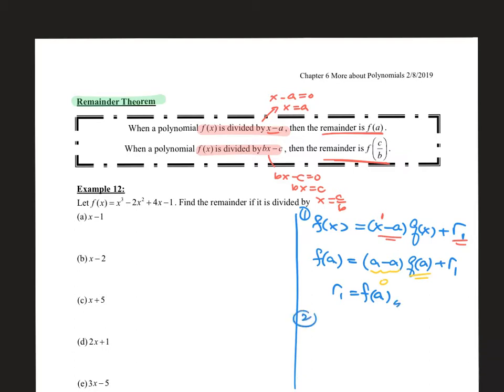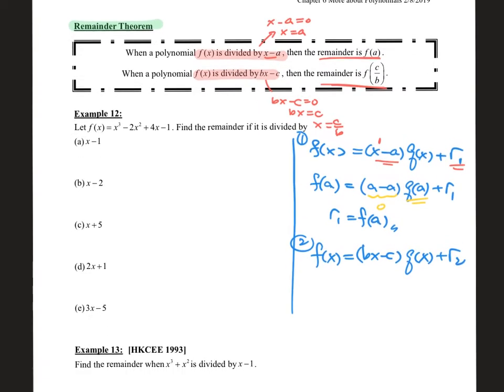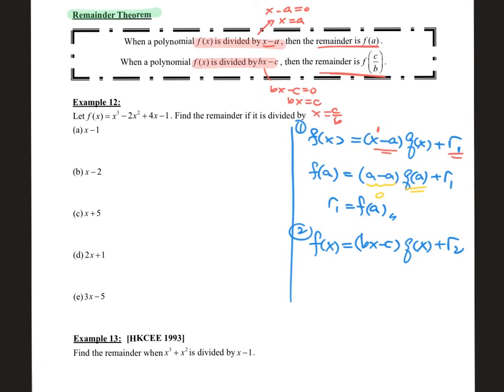Okay, number 2. So I quickly prove it to you as well. This time f(x) is divided by bx minus c, and then with a quotient again, and for example, I call the remainder R2. And then with our suitable substitution, which you see I choose c over b, that means now f(c/b) equals b times (c over b) minus c, times Q(c/b), very terrible.